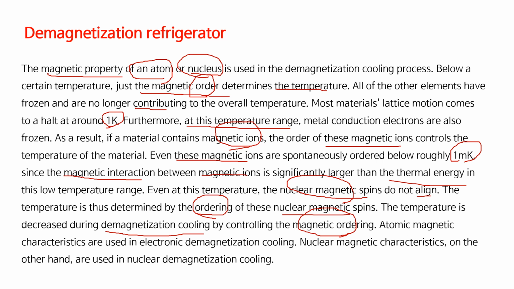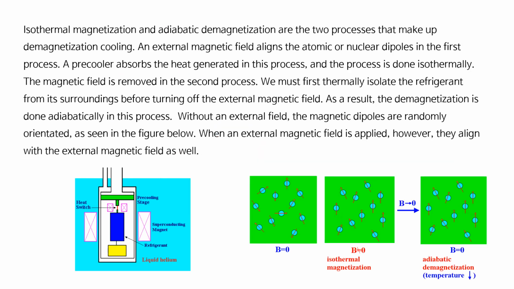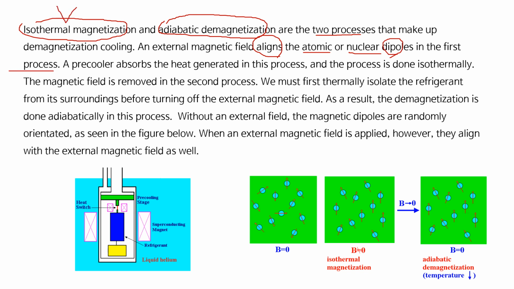Atomic magnetic characteristics are used in electron demagnetization cooling. Nuclear magnetic characteristics, on the other hand, are used in nuclear demagnetization cooling. Isothermal magnetization and adiabatic demagnetization are the two processes that make up demagnetization cooling. An external magnetic field aligns the atomic or nuclear dipoles in the first process, the isothermal magnetization process.